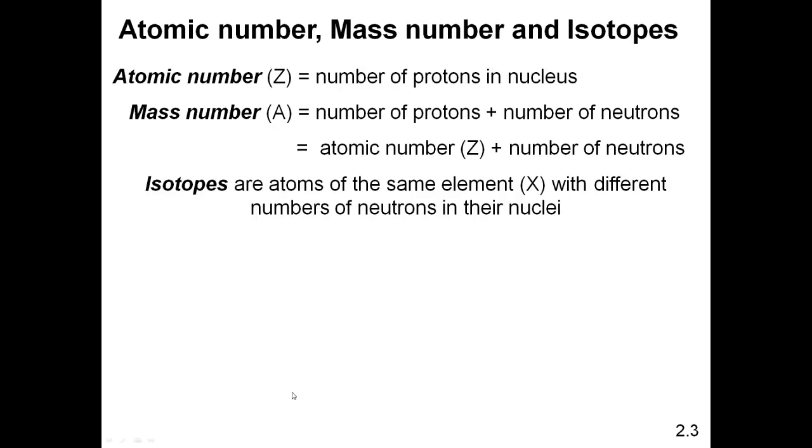Isotopes are atoms of the same element with different numbers of neutrons in their nuclei. This is where Dalton was wrong. He said all atoms of an element are identical, but they are not, because of what we now know as isotopes. And here's what isotopic notation looks like.